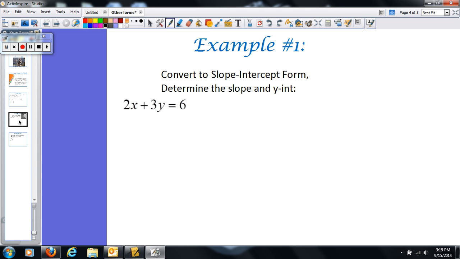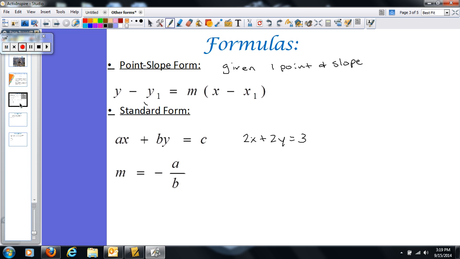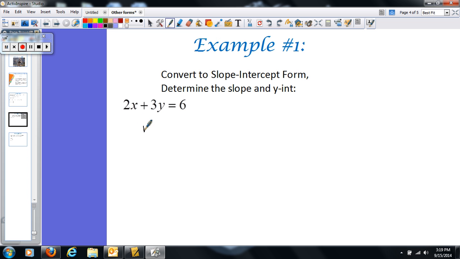The first example is going to be to convert to slope intercept form, and you also need to determine the slope and the y-intercept. So if we look at our equation ax plus by equals c, we know that the slope is going to be negative a over b. A is 2, b is 3, c is 6. So that's going to be negative 2 over 3.